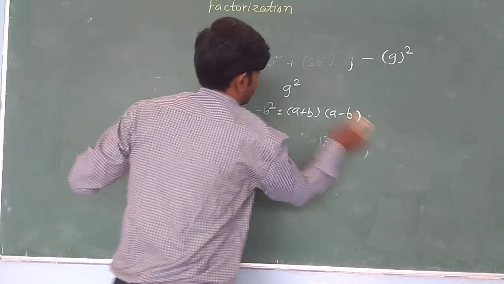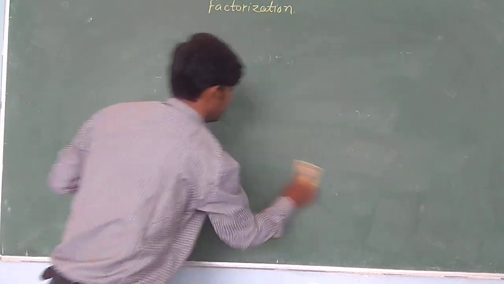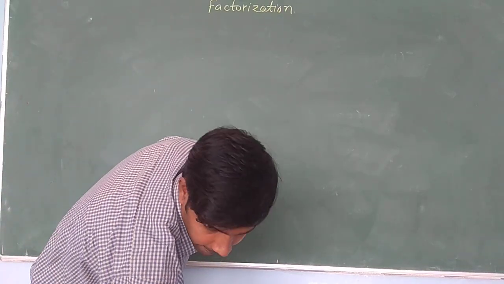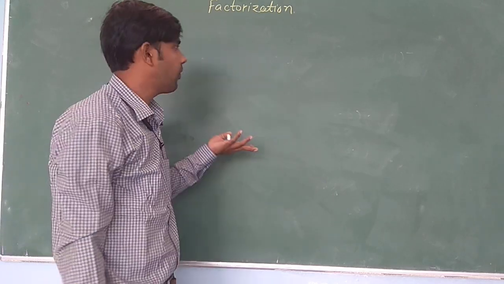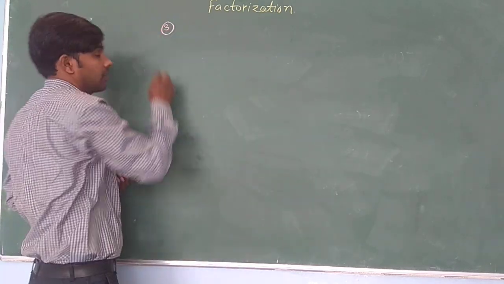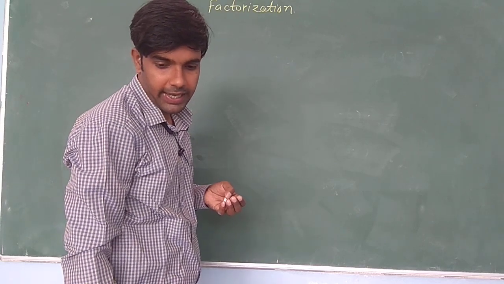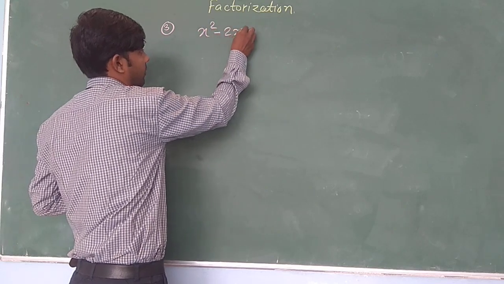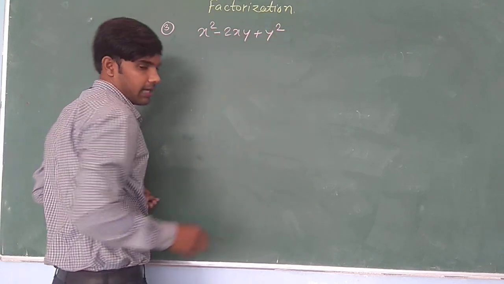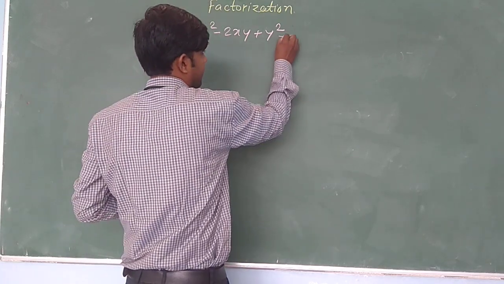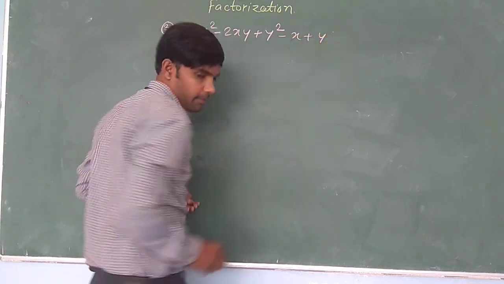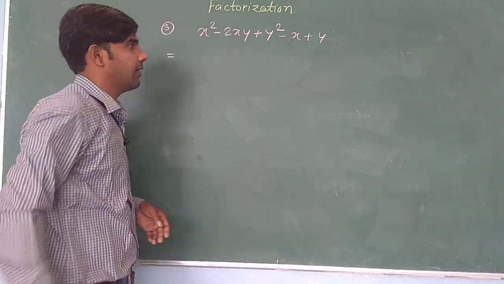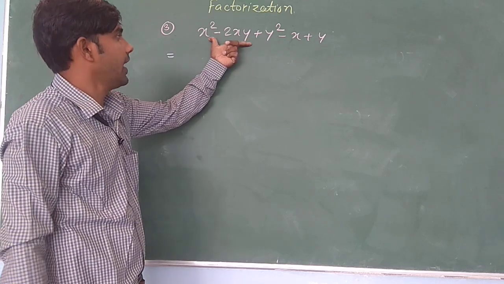So write down the next example, the third example. Factorize each of the following. What is the example? x square minus 2xy plus y square minus x plus y.